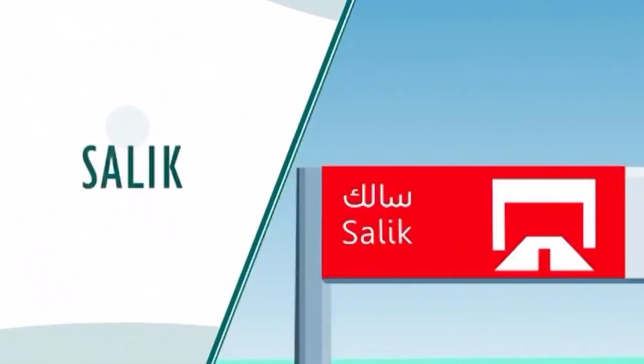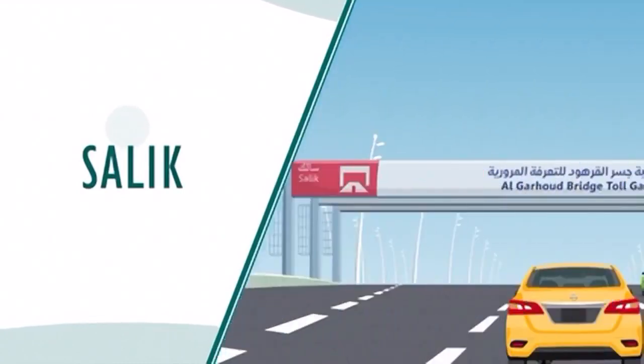Salik is an Arabic word which means open or clear. This is Dubai's electronic road toll collection system. Dubai has introduced this as part of the traffic management system, allowing vehicles to move freely through tolling points at highway speed. In Dubai, Salik gates are located at different locations to ease the flow of traffic.